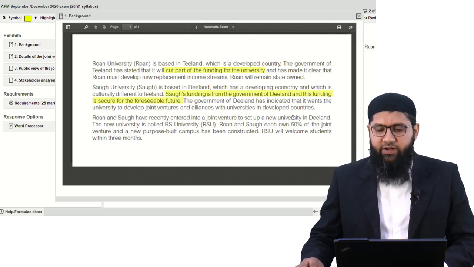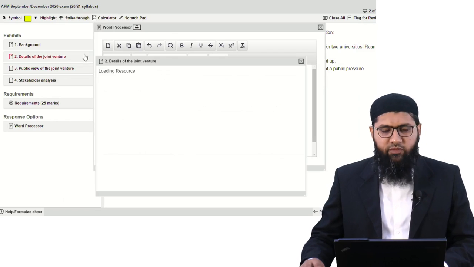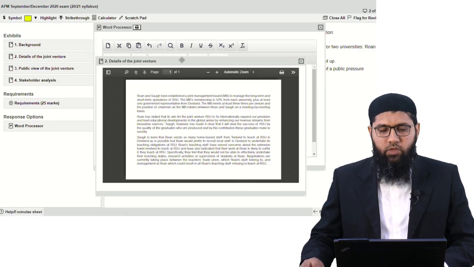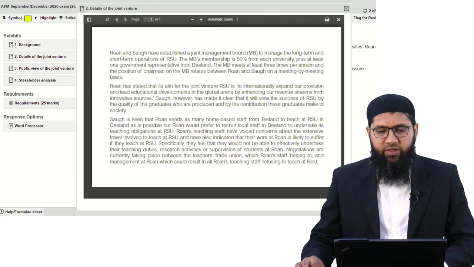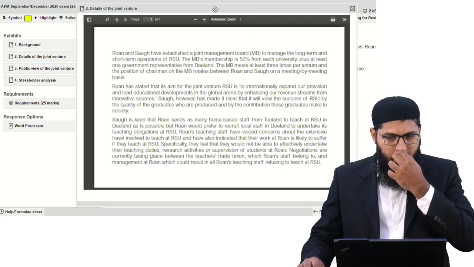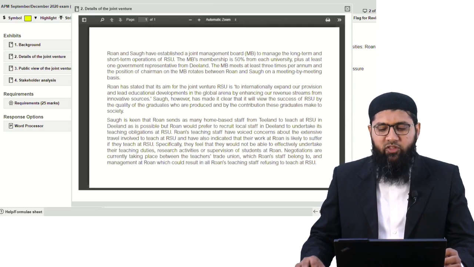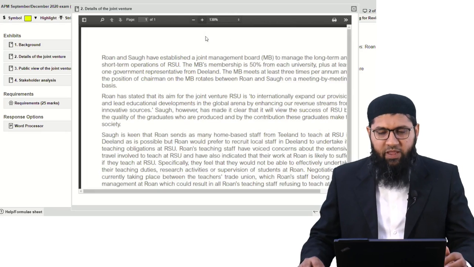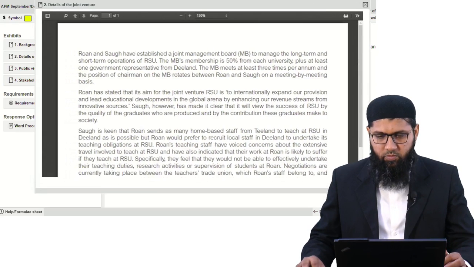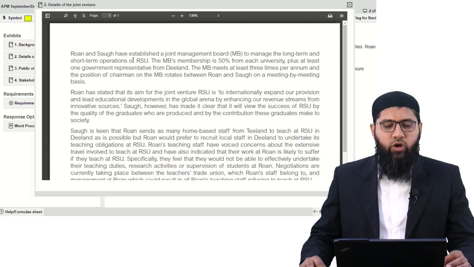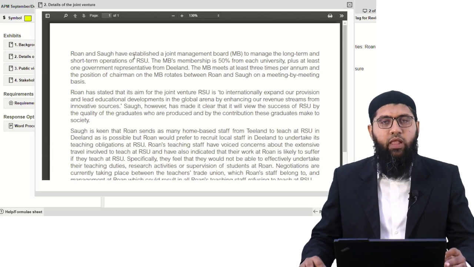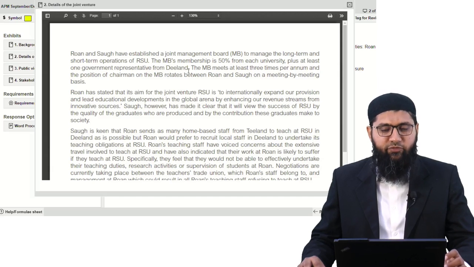Roan and SAW has recently entered into a joint venture, so-and-so, that is okay. Now, details of the joint venture. What exactly are the details? Let's try to understand them. It says Roan and SAW have established a joint management board to manage the long-term and short-term operations of RSU. The MB's membership is 50% from each university plus at least one government representative from D-Land.